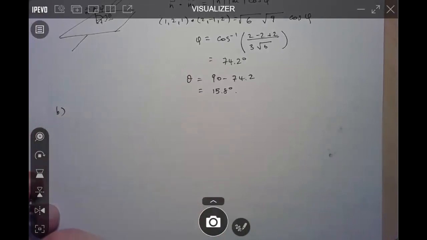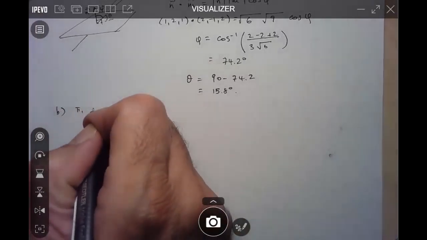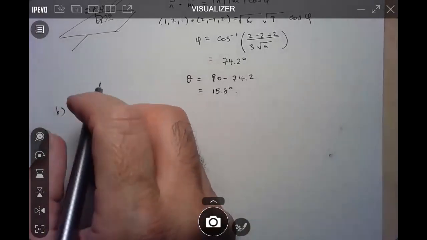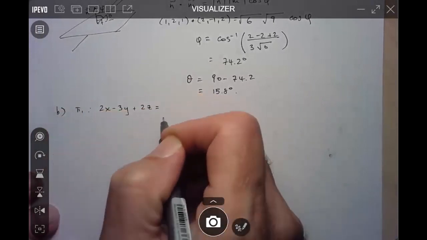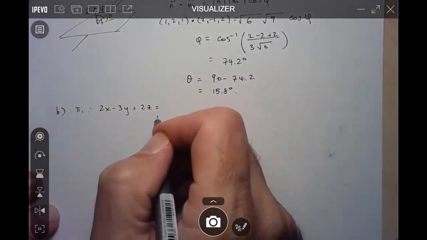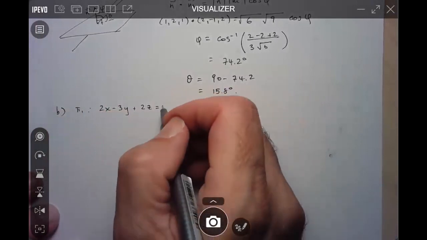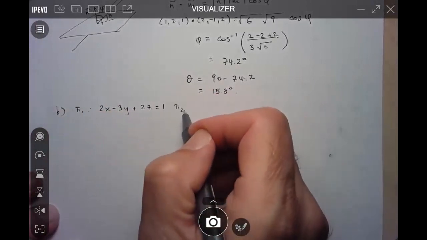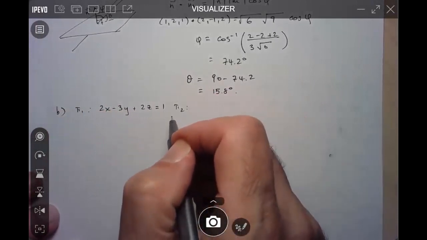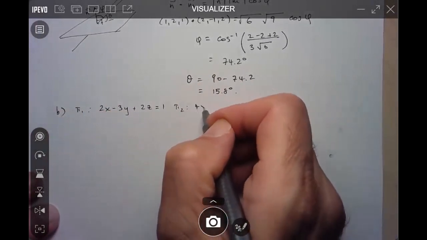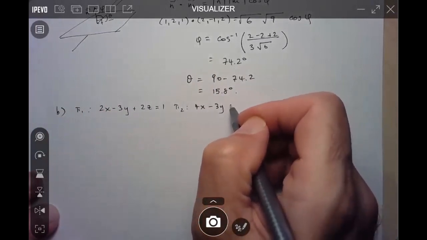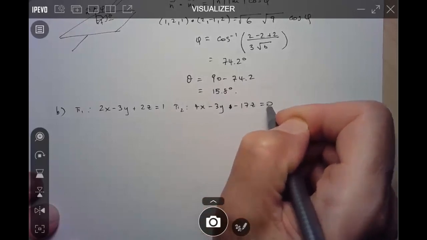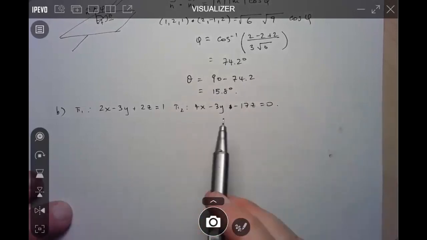So what does B ask? It says show that the planes are perpendicular. So here, plane 1 is 2x minus 3y plus 2z minus 1 equals 0. I just put equals 1 there so I don't have to rewrite it. Plane 2 is 4x minus 3y, whoops, minus 17z is equal to 0. And we want to show that these two things are perpendicular.